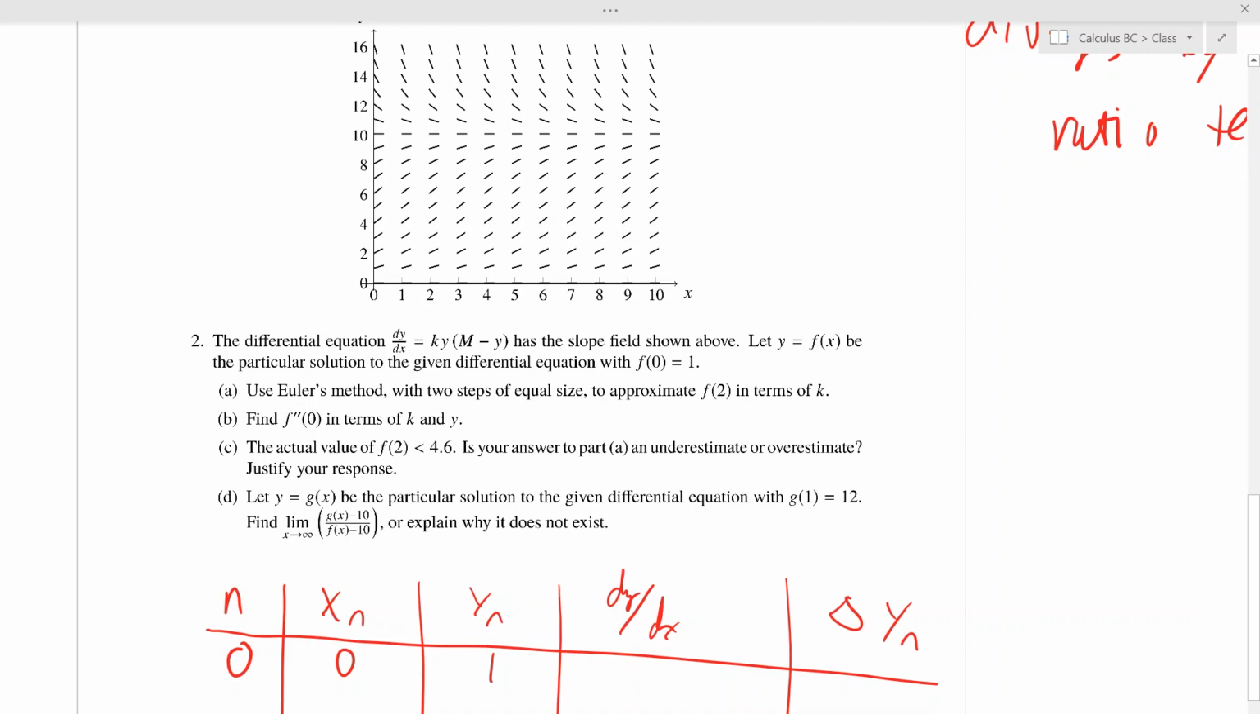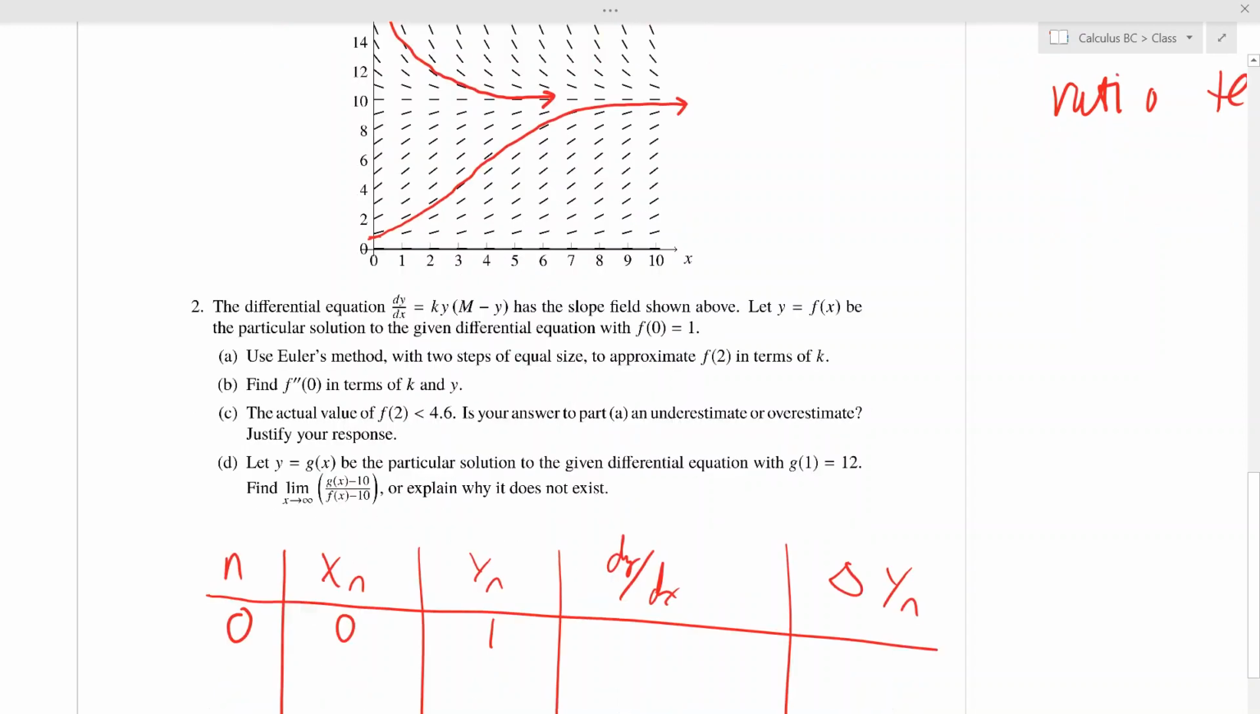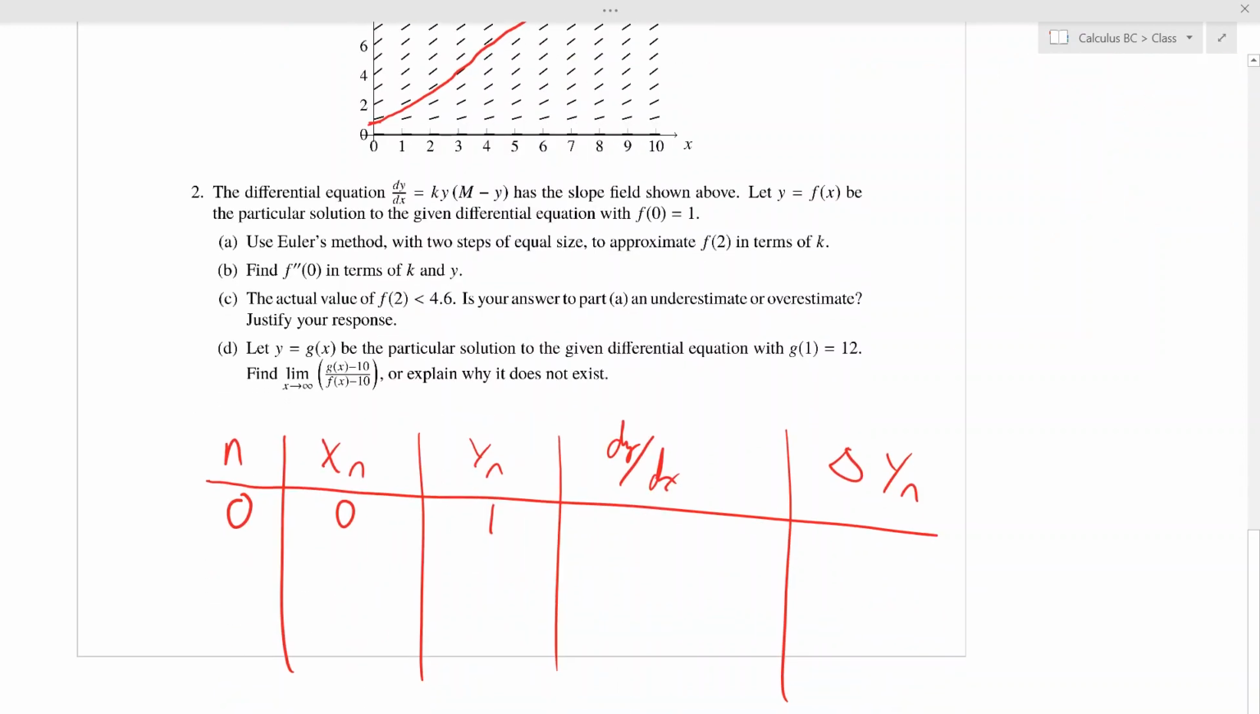The reason we know m is 10 is because m is the carrying capacity, and that's where this curve flattens out. Remember, we're starting at 1. You can see this is going to go up like this and then flatten out. If we started out above it, it would come down and look like this. So m is 10, which means dy/dx is k times y, which is 1, times m, which is 10, minus 1, which is y. So that's just 9 times k.